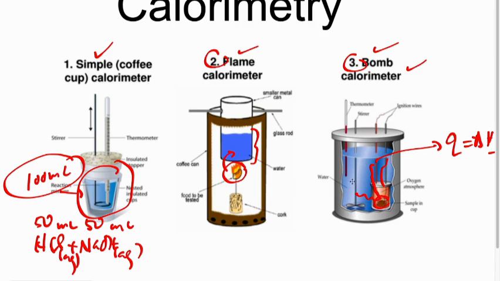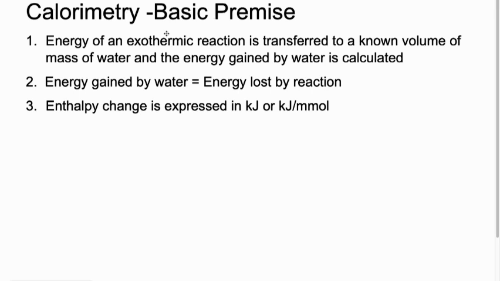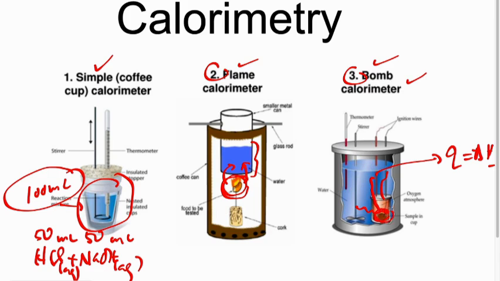So in all forms of calorimetry, we do our reaction. We transfer the heat from the reaction to a known mass of water, and we do a bunch of calculations. So here are our basic steps or basic premise. Energy of an exothermic reaction, again, we're focusing on exothermic reactions, is transferred to a known volume or mass of water, and the energy gained by the water is calculated. How? Well, we're going to see this formula very quickly on the next page. And then we're going to assume here that the energy gained by the water was equal to the energy lost by my reaction, because all the energy here that came from my, let's say, burning that piece of Big Mac went into this.